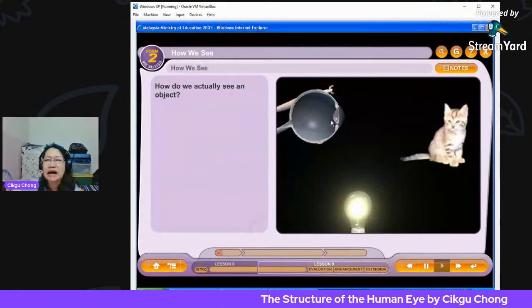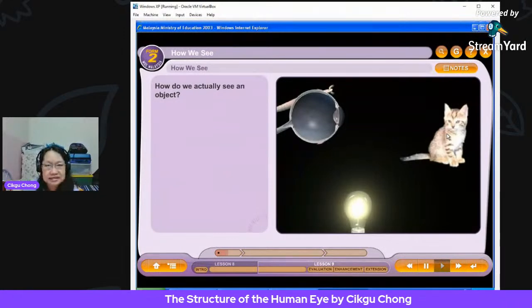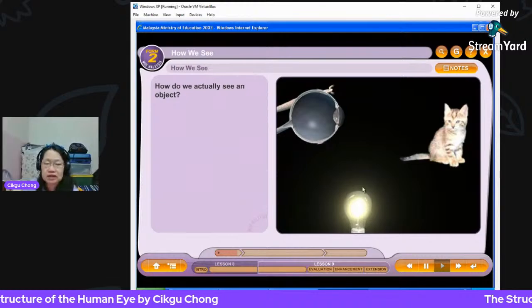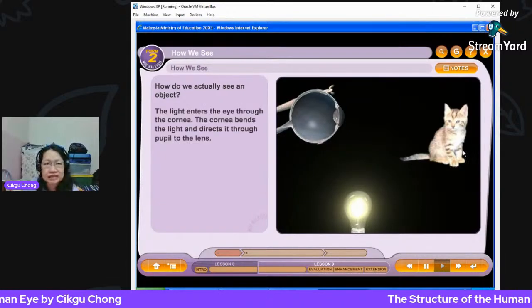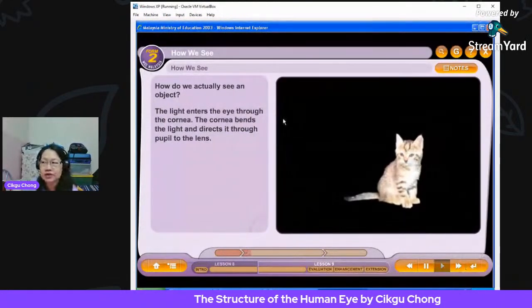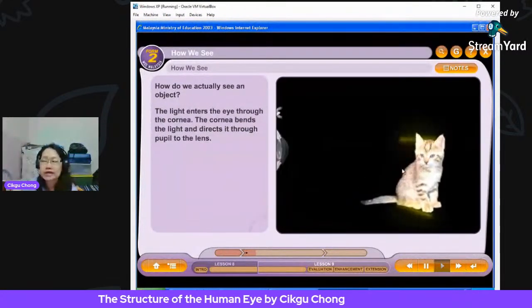So this eyeball, right, looking at the cat. Now, you must have light. Definitely, you must have light. If there's no light, even if the cat is in front of you, in a dark room, you cannot see. All right? So why are you able to see when there's light?